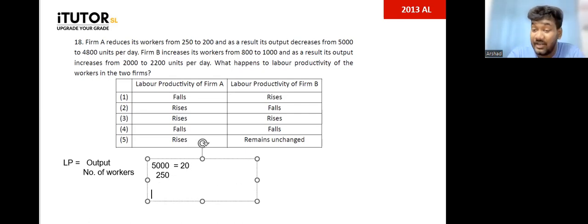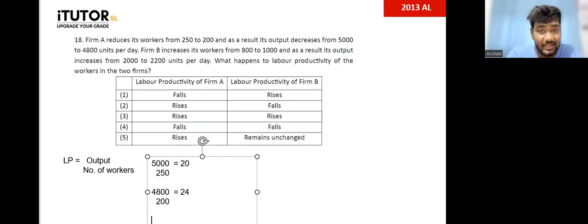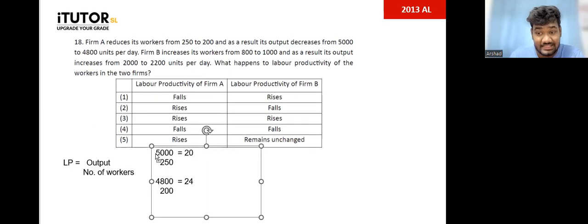Now, after that, what did firm A do? Firm A went and reduced the people to 200. When they reduced the people to 200, output went to 4,800. So they are producing 4,800 with how much? With 200 people. So how much is the labor productivity now? Now their labor productivity is 24. So what can you tell about the labor productivity of firm A? Has it increased or decreased after their reduction? Labor productivity of firm A has increased. So the first one is increased.